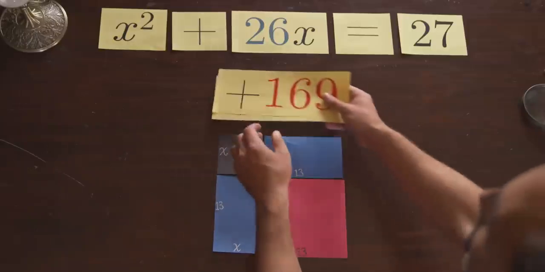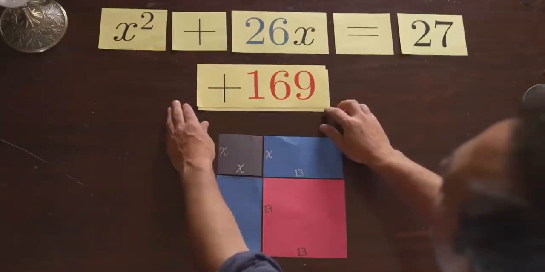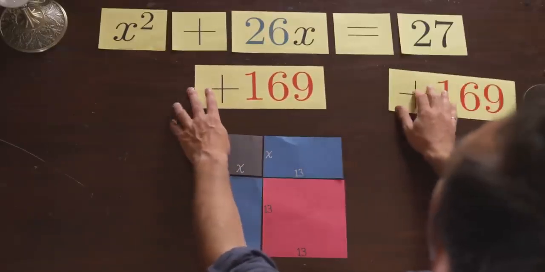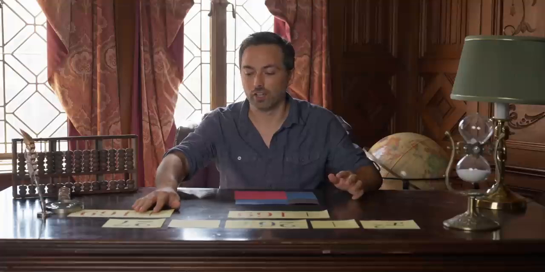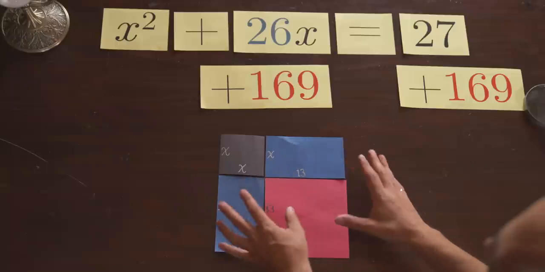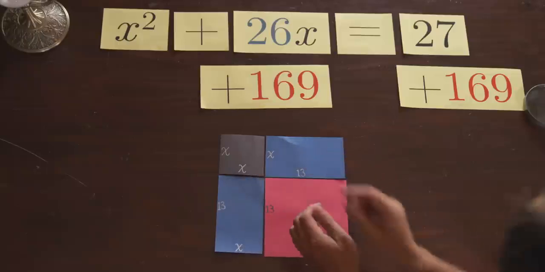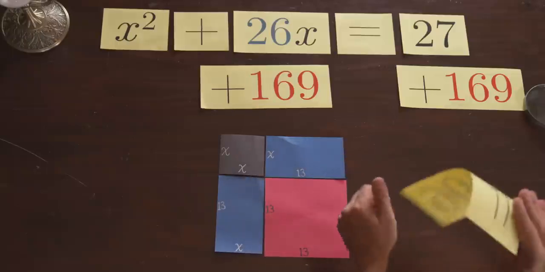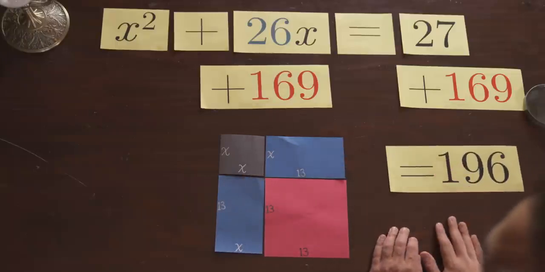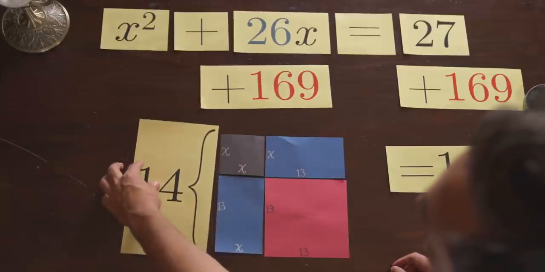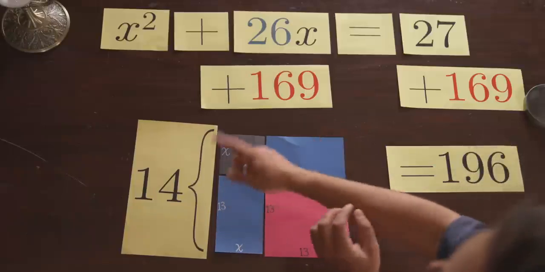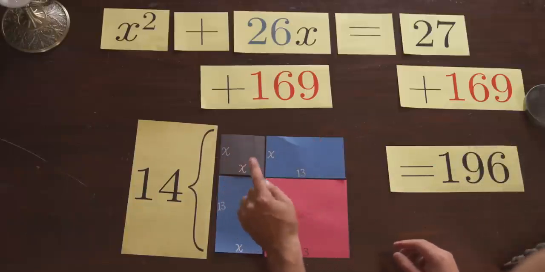Now, since I've added 13 squared or 169 to the left-hand side of the equation, I also have to add 169 to the right-hand side of the equation to maintain the equality. So now I have this larger square with sides of length x plus 13, and it is equal to 196. Now the square root of 196 is 14. So I know that the sides of this square have length 14, which means x is equal to 1.